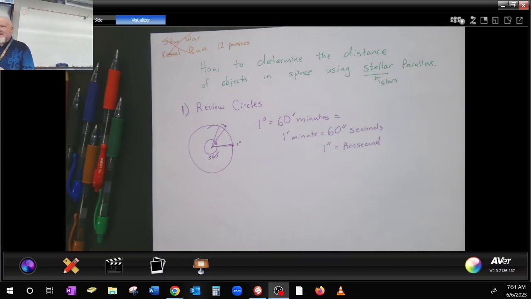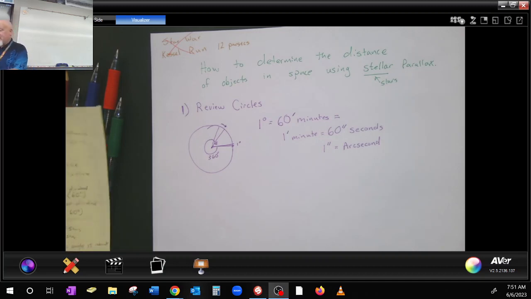So 1 arc second. And yes, to the question that was just asked, for those people who have done the geometry where you've done sine, cosine, tangent, cotangent, we are getting to that point. I'm going to avoid having to solve for those angles for this assignment, but really that's how it's done.